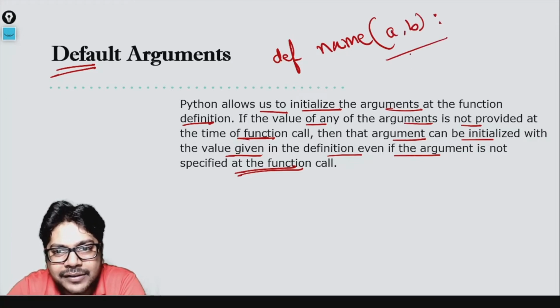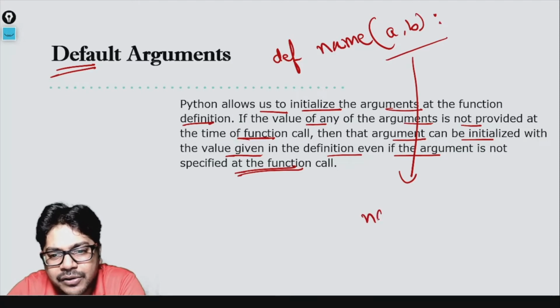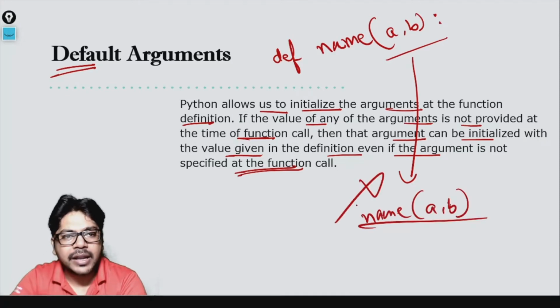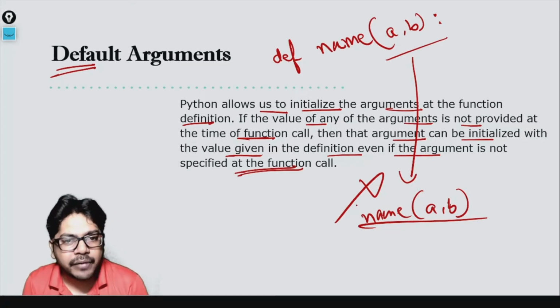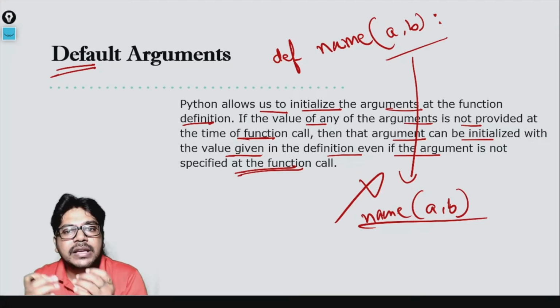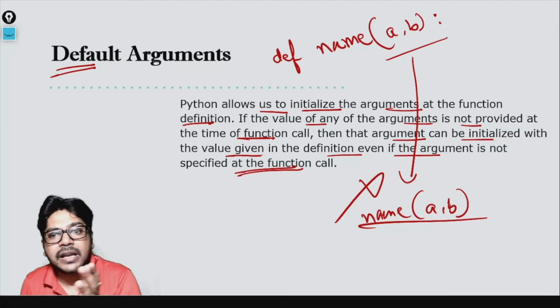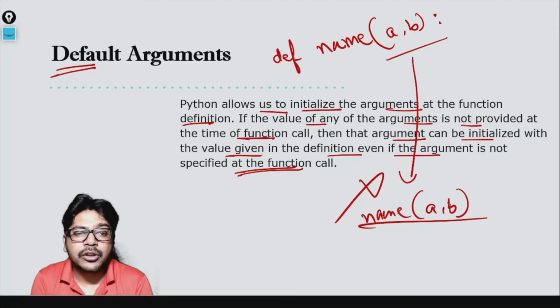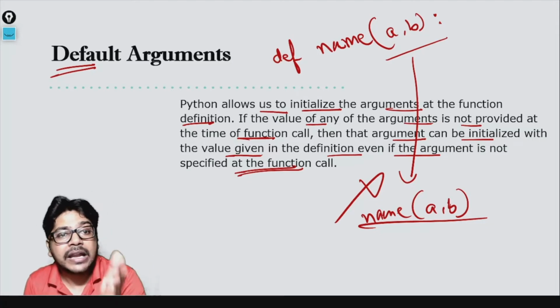Now the point is that while calling the function, you have to give these two parameters, a comma b. If you miss any of them, you are going to get an error. The error is that you are missing one required positional argument. But what Python allows you to do is initialize an argument, and then if you miss it, whatever value you have initialized, that I'm going to use.